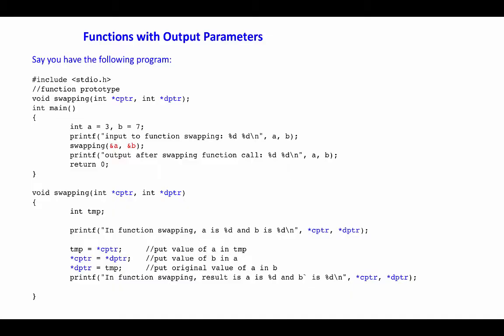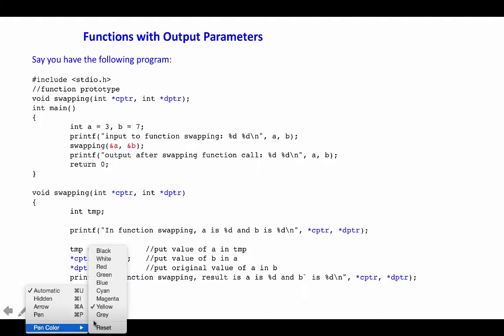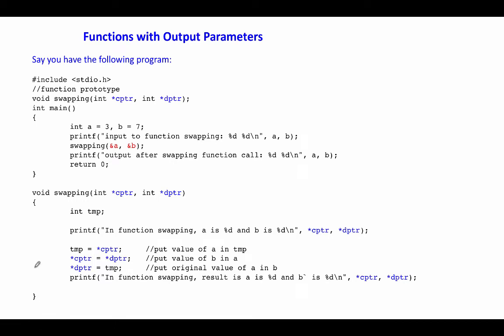Now the way you do it by pass by reference is like this. So if you take a look at this, let's get a red pen color here. Here we have, this is going to be pass by reference. And what does that mean? That means that when we call this function, we are not passing the 3 and the 7. We are passing the location in memory where a is located and the location in memory where b is located. Hence, we're putting the ampersand in front.